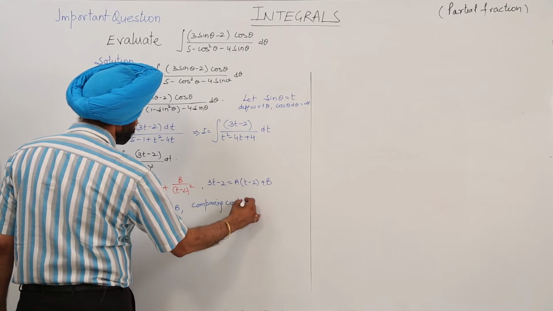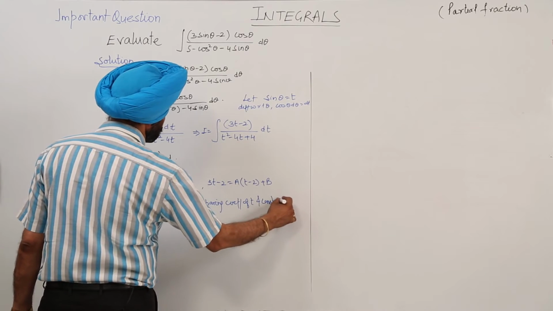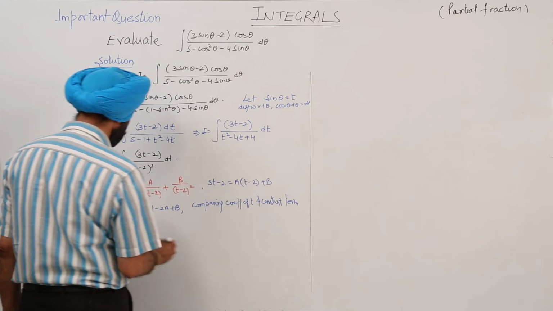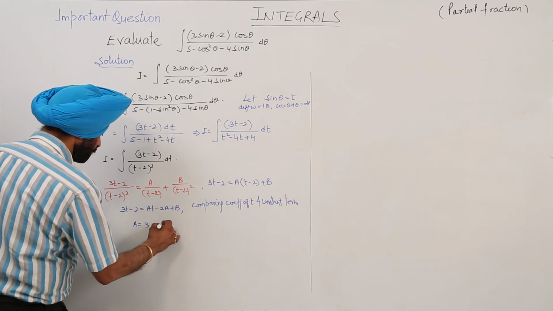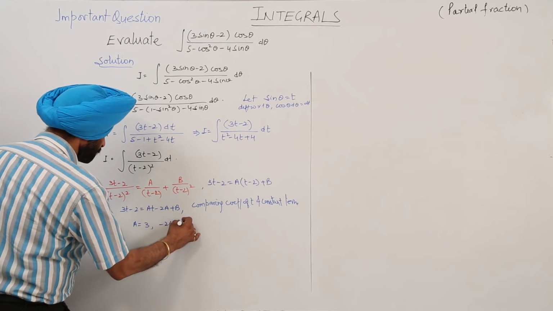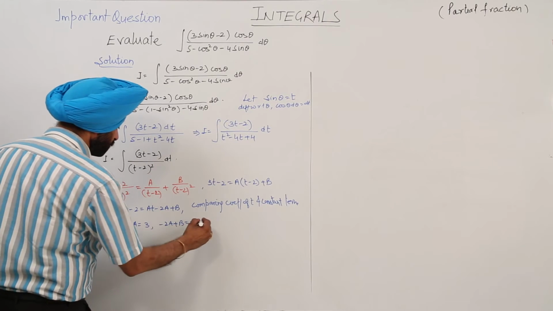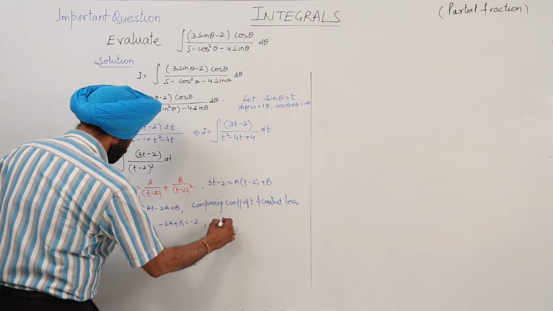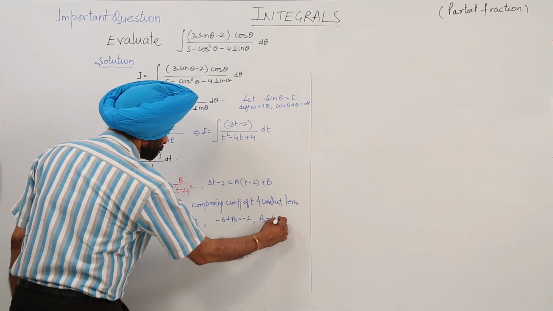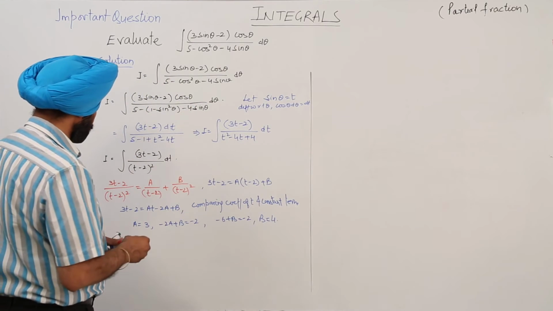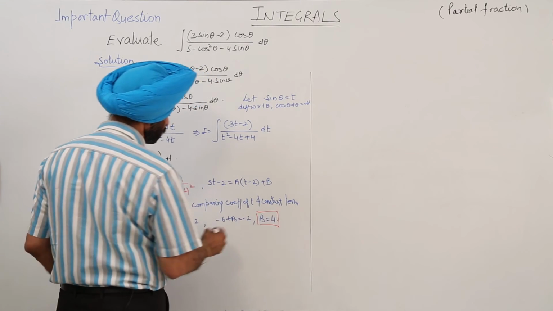Comparing the coefficient of t and the constant term, what we are getting is a is equal to 3 and minus 2a plus b is equal to minus 2. Now putting the value of a here, we get minus 6 plus b is equal to minus 2, so b is equal to 4. So we have two values, a is 3 and b is 4.